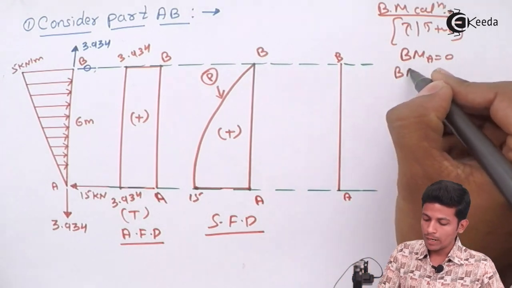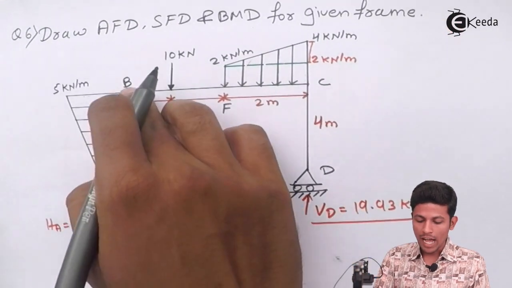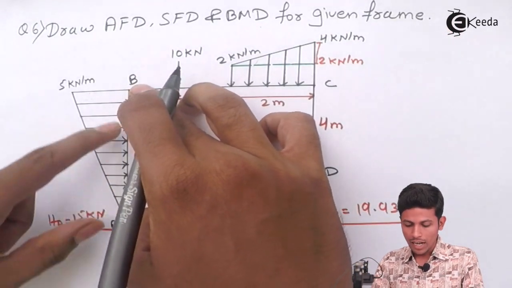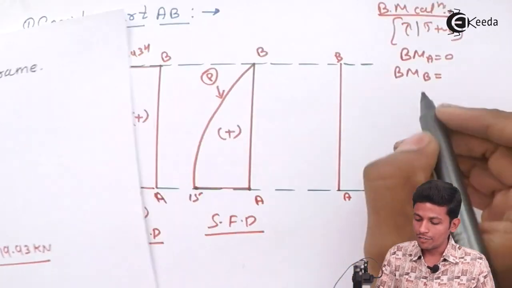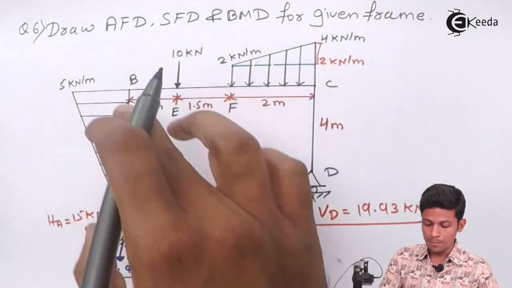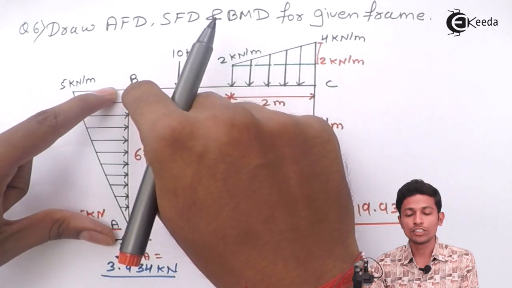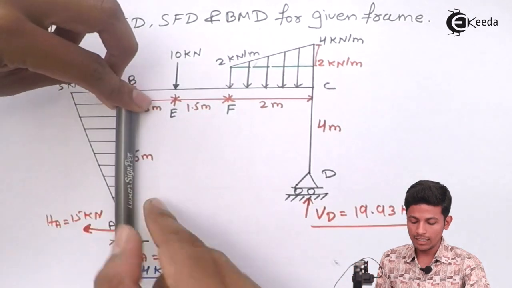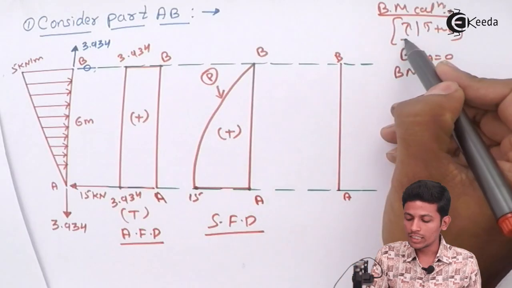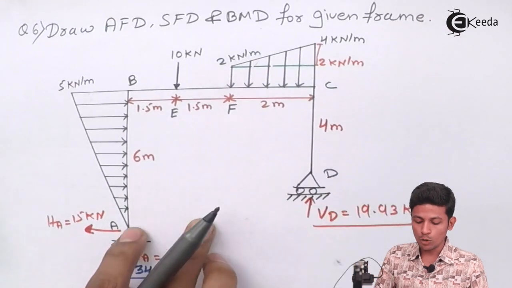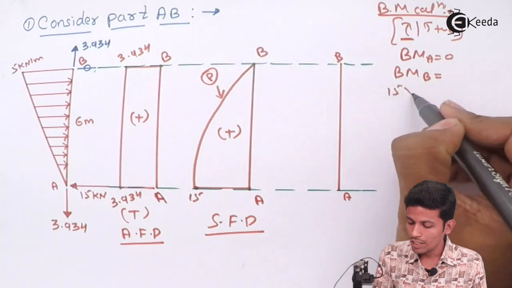Now bending moment at B means either we have to take this part or we have to take this whole part. We are taking which part? We are taking this BA part. Now what will become? See, this 15 into this distance comes positive, because this will rotate like this, so this will follow this sign convention. Okay, so that's why it comes positive: 15 into this distance 6, plus 15 into 6.